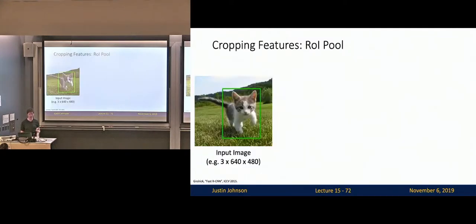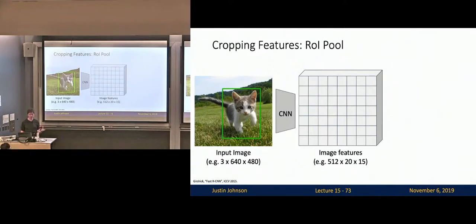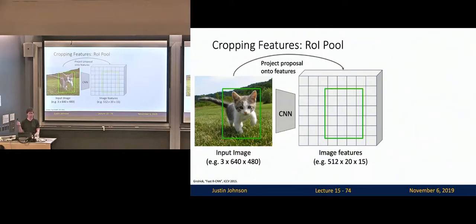One way that we can crop features in a differentiable way is this operator called ROI pool, region of interest pooling. Here we have our input image and some region proposal that has been computed on that input image. Then we run the backbone network to get these convolutional image features across the entire input image. Just to put some numbers on this, the input image might have 3 channels RGB with spatial size 640 by 480. And then the convolutional features might have 512-dimensional features with spatial size 20 by 15. Now, because this network is fully convolutional, each point in this convolutional feature map corresponds to points in the input image. So what we can do is just project that region proposal onto the feature map instead.